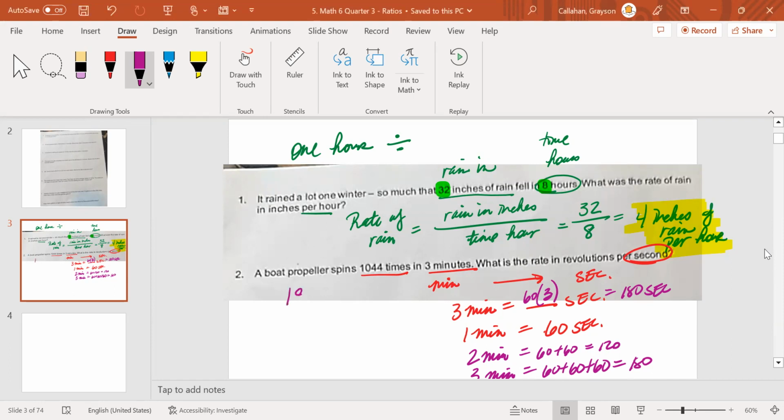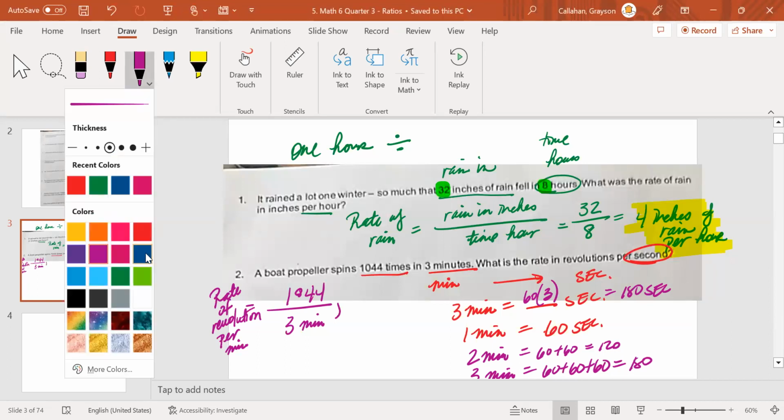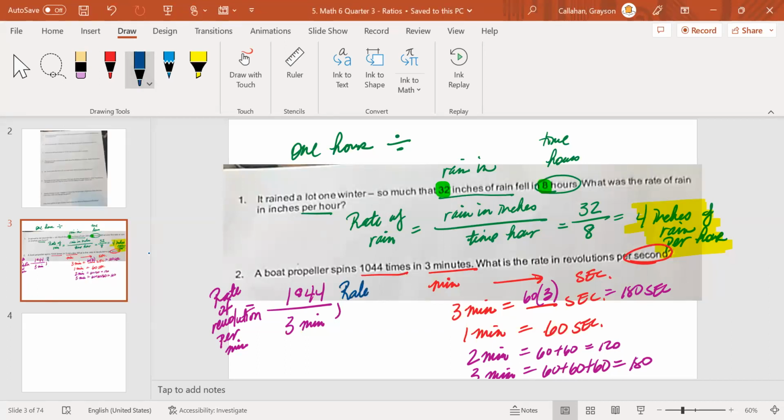So I want 1 second, so I take 1,044 divided by 3 minutes. This right here will give you the rate of revolution per minute. This is what it will give you. But the question is not asking for per minute. The question is asking for the rate of revolution per second. So you take 1044, instead of 3, you divide by 180, because 3 minutes equals 180 seconds.